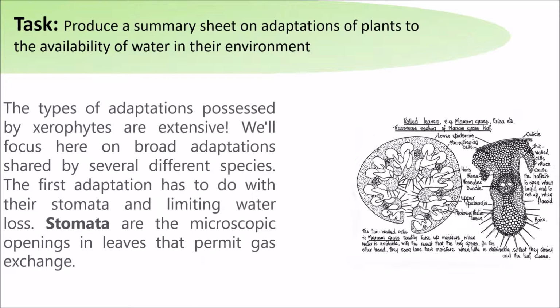The types of adaptations possessed by xerophiles are very extensive. We'll just focus here on the broad adaptations shared by several different species. The first adaptation has to do with their stomata and limiting water loss. Stomata are the microscopic openings in the leaves that permit gases to exchange, so carbon dioxide to diffuse in, oxygen to diffuse out.